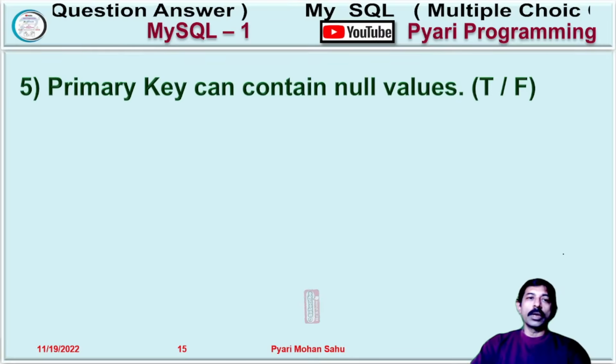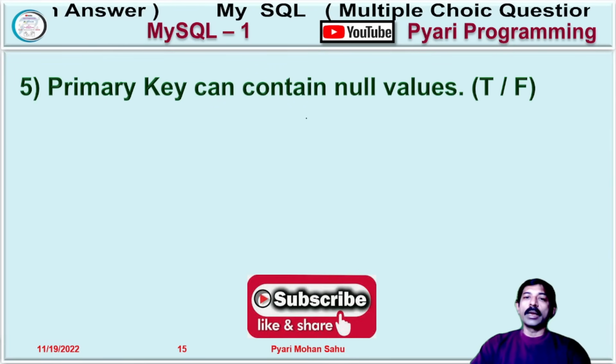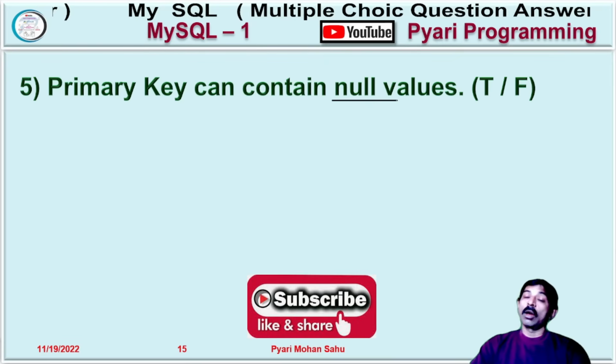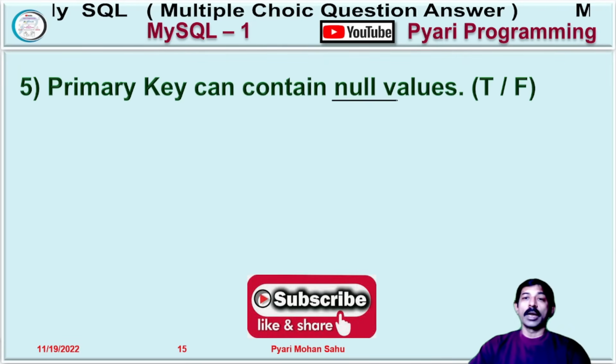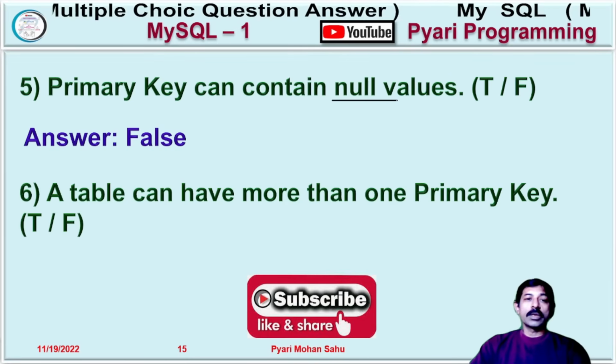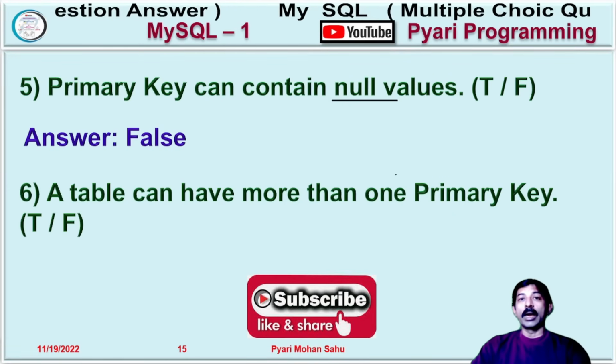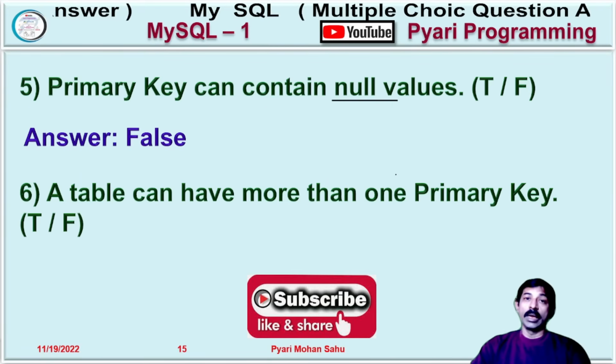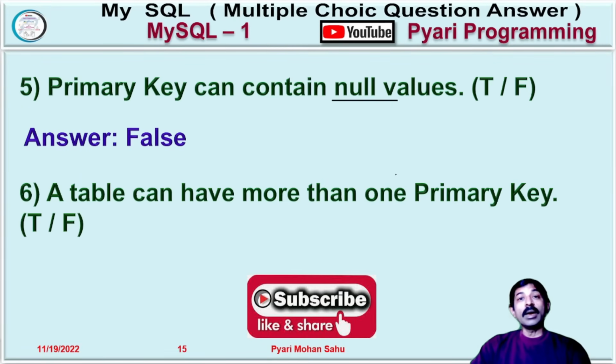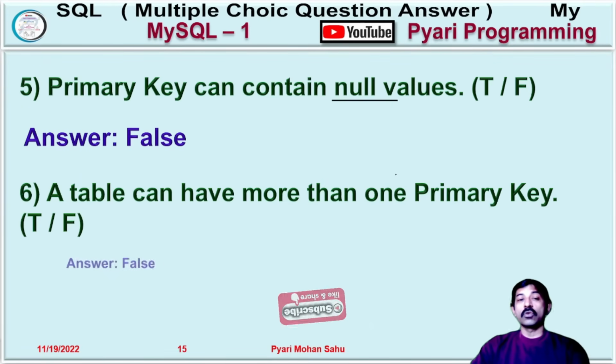The next question is, the primary key can contain null value. Can it contain null value? No, primary key cannot contain null value, so it is false. Next, a table can have more than one primary key. No, we cannot have. A table can have only one primary key, but can have more than one candidate key. So it is also false.